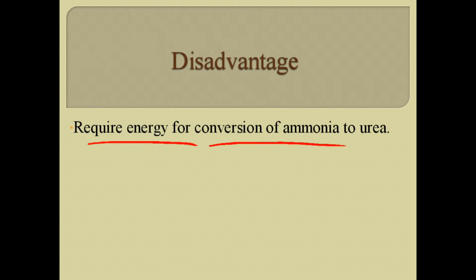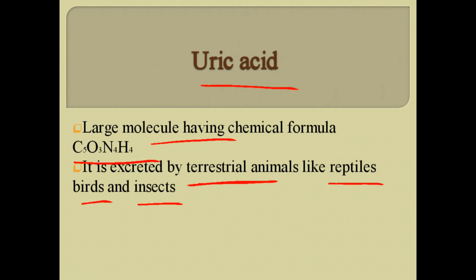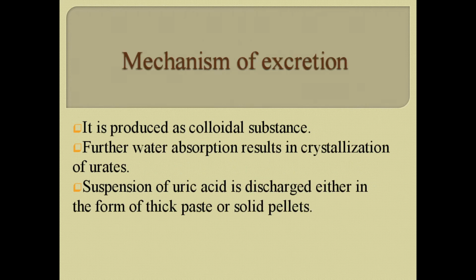The third one is uric acid, a large molecule with the chemical formula C5H4N4O3. It is excreted by terrestrial animals like reptiles, birds and insects because uric acid is less soluble than urea. It is produced as a colloidal substance.